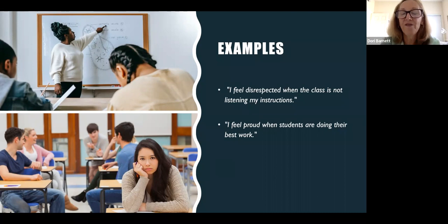We can also use affective statements to recognize positive behavior. So when students put in a lot of effort and accomplish something they've been working hard on, instead of just saying, "Oh, you got an A," you might want to share your feelings. An affective statement would say, "I feel proud when this happens because I see you doing your best work." Or, "I feel really joyful that everyone completed their work and worked so hard on this project."